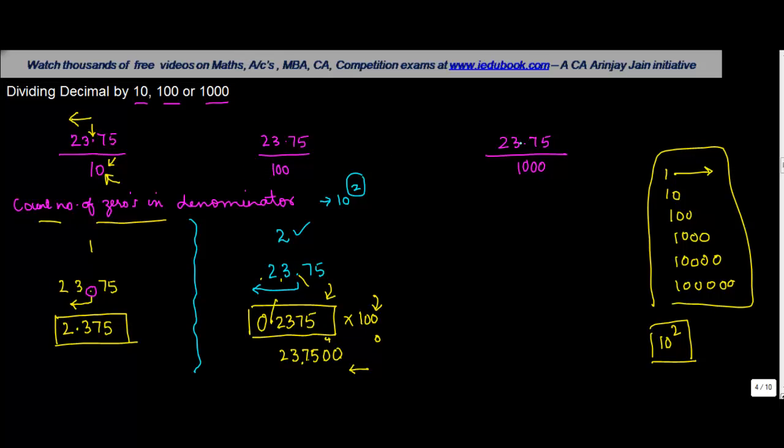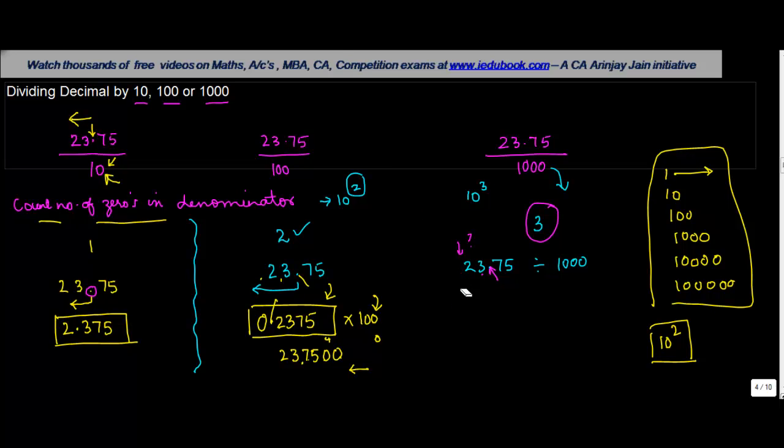Again, let's see for this one. How many zeros do we have here? We count the number of zeros, and that is 3. Why? Because 1000 can be written as 10 to the power 3. So we need to divide 23.75 by 1000. Again, the process remains the same. We remove the decimal point and move it to the left by as many digits as the number of zeros out here. So we move 1, we move 2. But now we don't know what is the number over here. We just have only 2 digits. So what do we do in this case? We put in a 0 here.